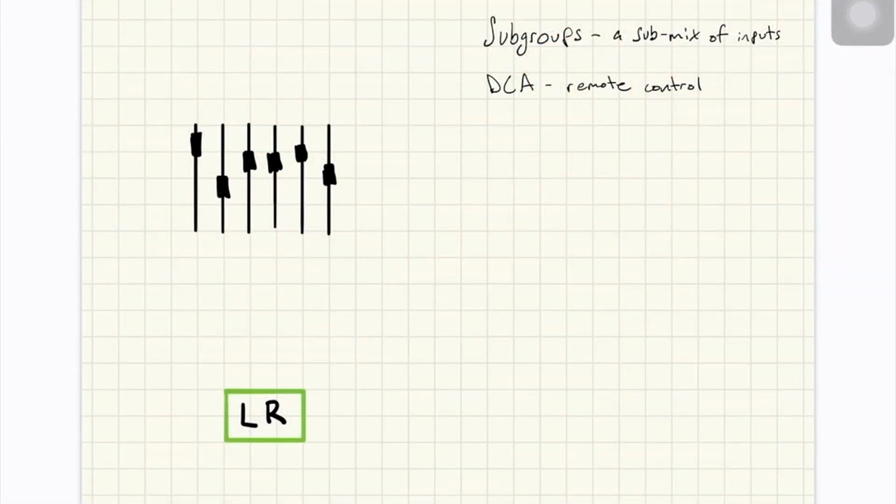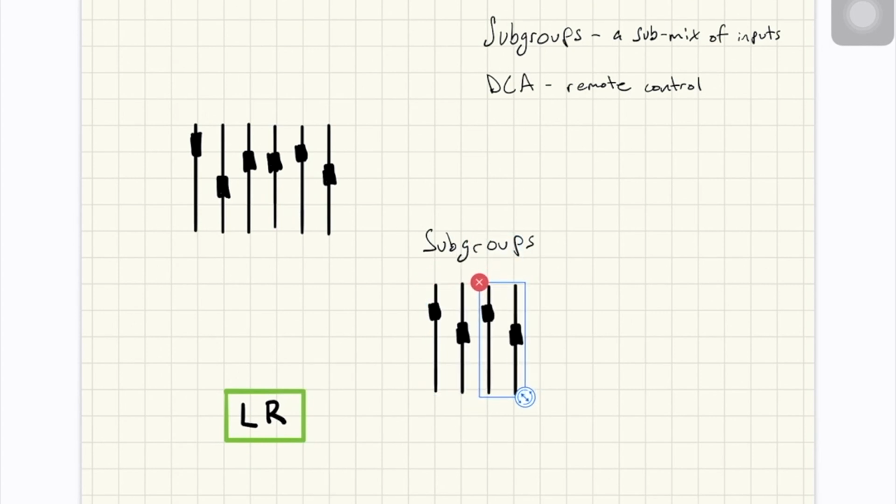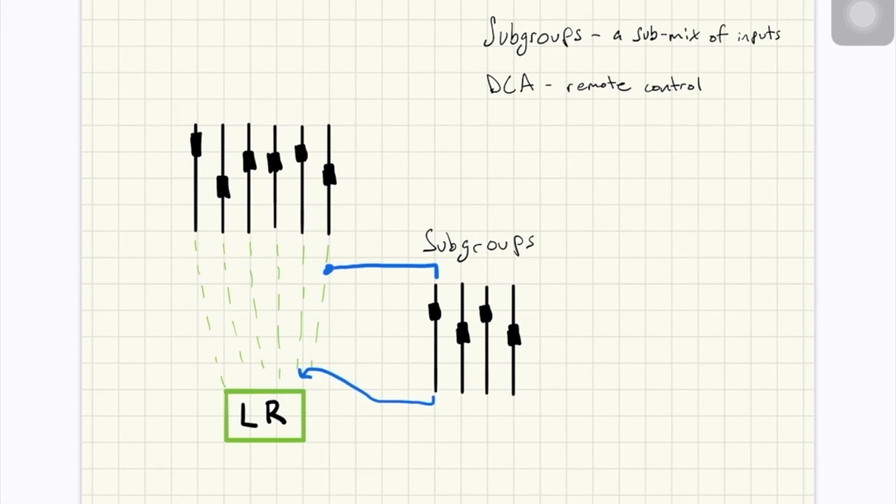Alright, so here's the deal. Subgroups are a submix of inputs, unlike DCAs, which are really just remote controls. So let's say we've got some faders here, some inputs, and some subgroups over here. Normally, all of the inputs just go right to the left-right output. But with subgroups, we can take some of these channels, bring them over into the subgroups, and then out to the left-right. We also have the option of entirely taking out this middle part, where the channel stops at the fader, goes over to the subgroups, and then from the subgroups goes to the left-right.